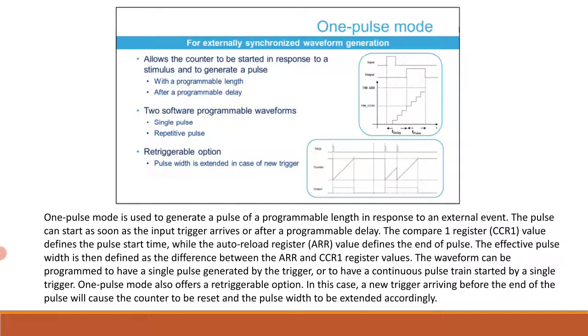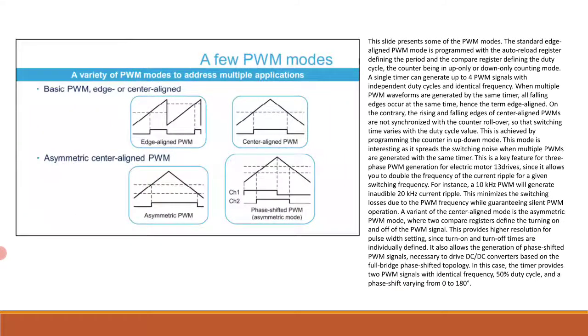The standard aligned PWM mode is programmed with the auto reload register defining the period and compare register defining the duty cycle. The counter being in up only or down only counting mode. You can see in the figure. A single timer can generate up to 4 PWM signals with independent duty cycles and identical frequencies. When multiple PWM waveforms are generated by the same timer, all falling edges occur at the same time. Hence the term edge aligned.